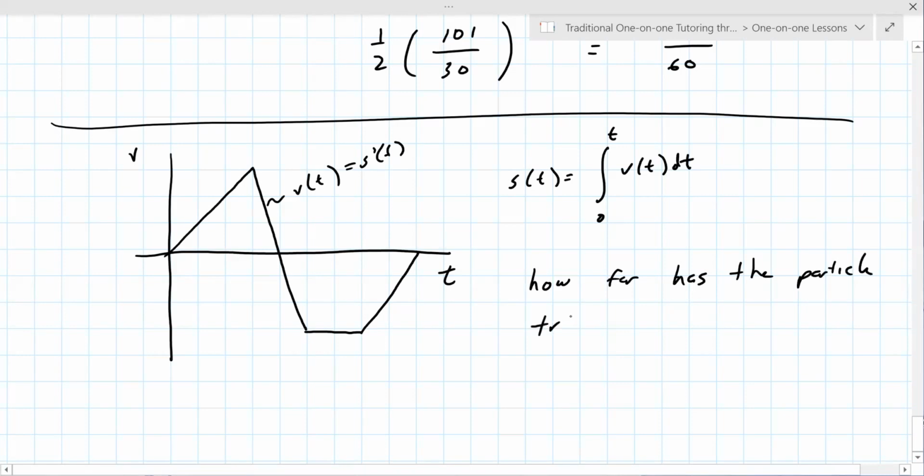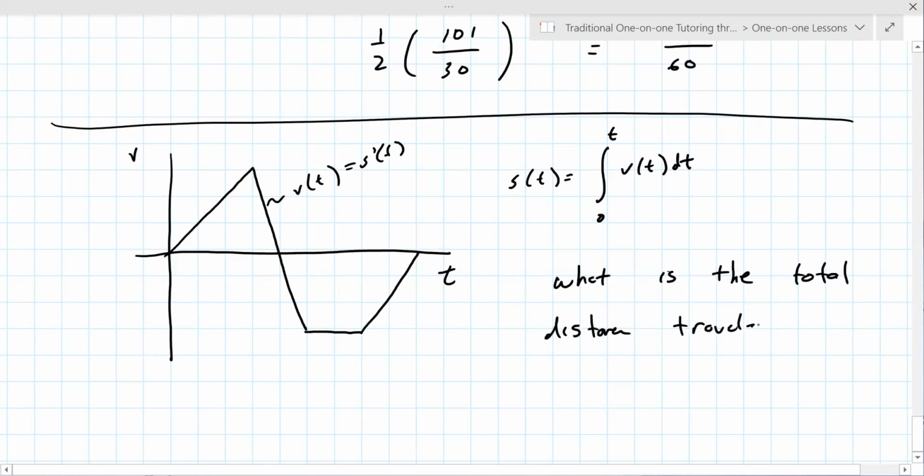Or actually, what is the total distance traveled? So total distance traveled, that's the scenario where all the areas are positive. Yeah, I was just going to say it has to be positive, right? Yeah, because I think you'll find that you end up getting more negative area than positive area on this one.